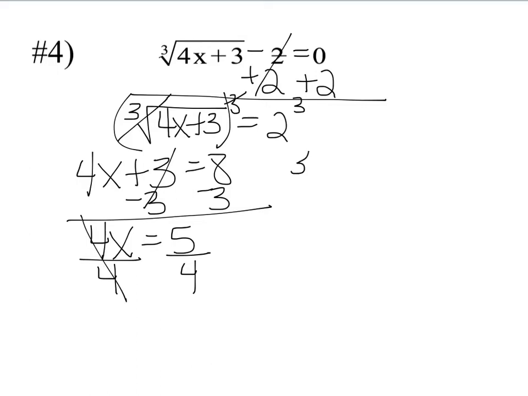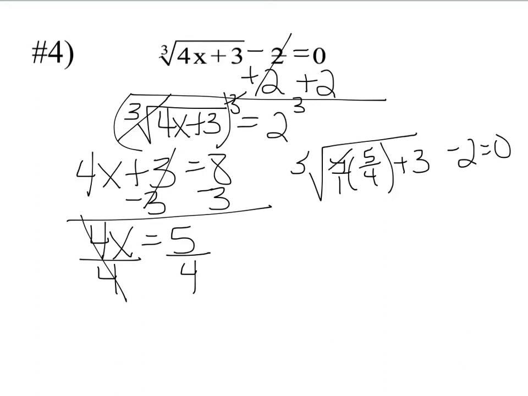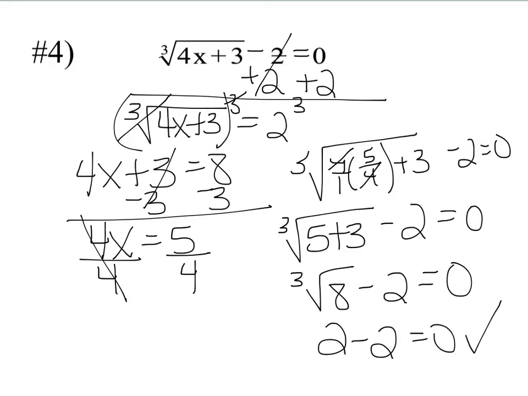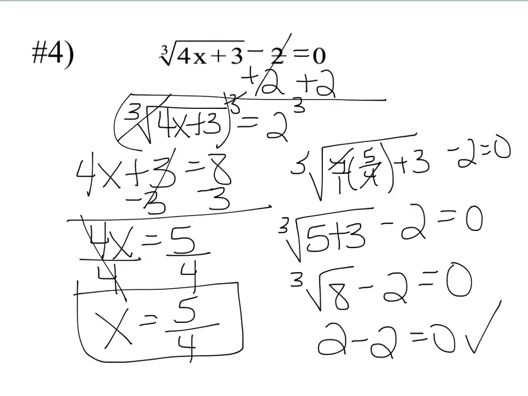So now we're going to plug back in to make sure that it works. We've got 4 times 5 over 4 plus 3 minus 2 equals 0. Put your 4 over 1. Your 4's cancel, leaving you the cube root of 5 plus 3 minus 2 is equal to 0. 5 plus 3 is 8. Cube root of 8 minus 2 equals 0. The cube root of 8 is 2. So 2 minus 2 is 0, and that is true. So x is equal to 5/4 is your answer.